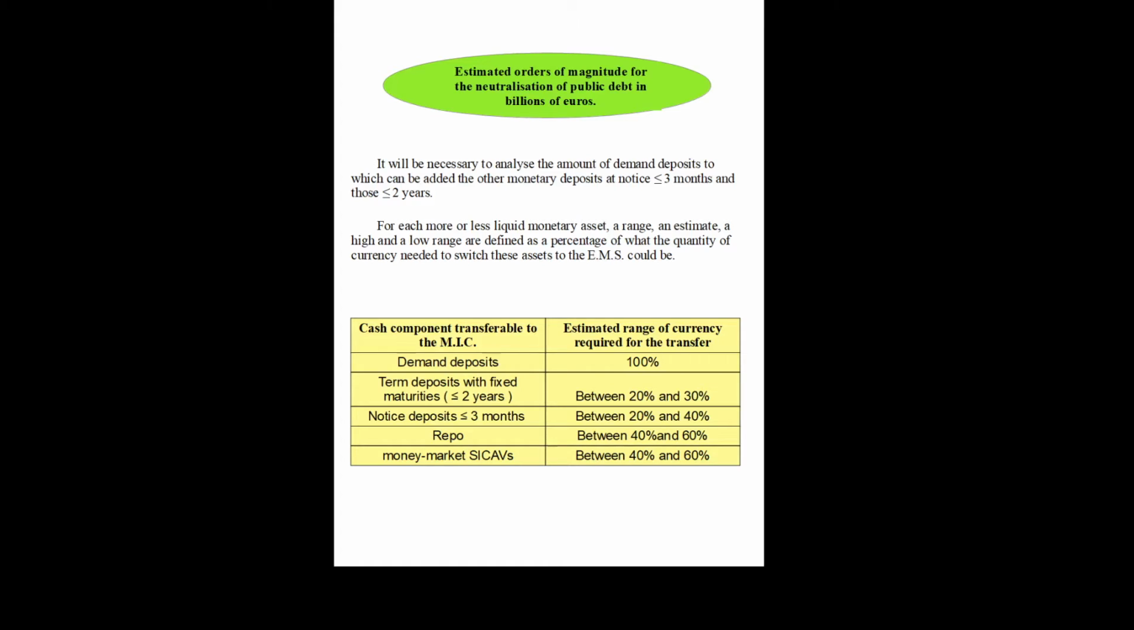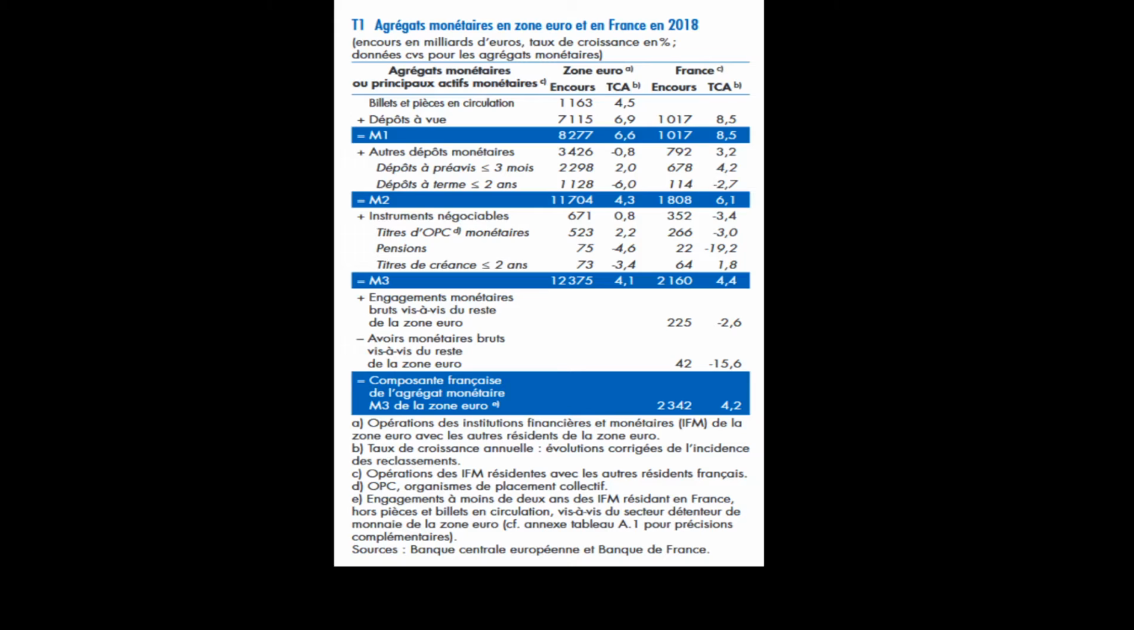On this basis, let us estimate the orders of magnitude for neutralizing public debt in billions of euros at the European level and then at the French national level. To carry out the calculations, we will use the monetary aggregates in the Eurozone and France in 2018. It is these outstanding amounts that will serve as the basis for the calculations in the following tables.